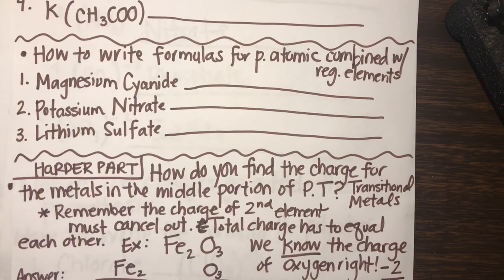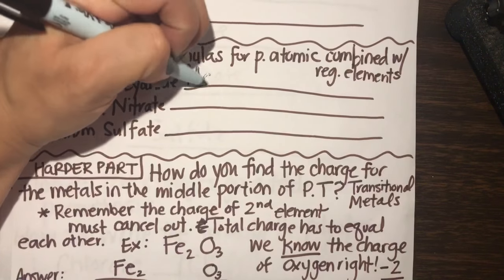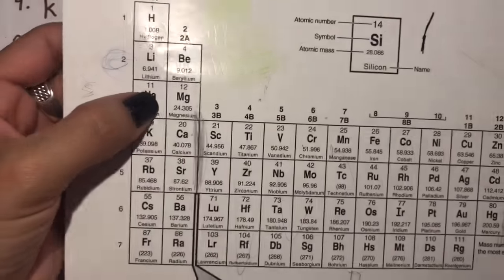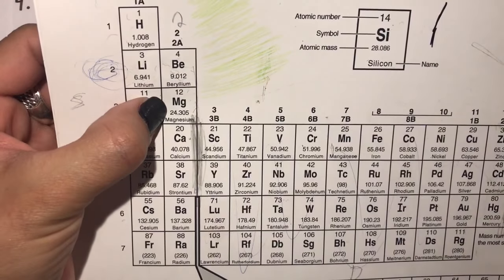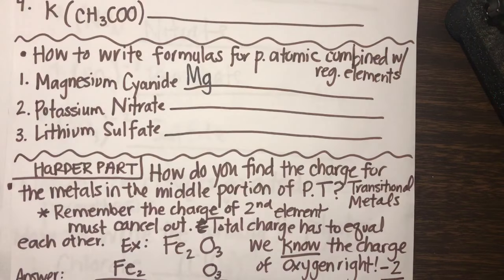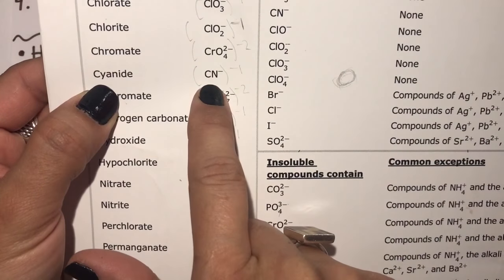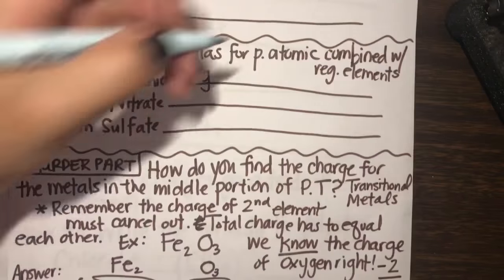How to write formulas for the combined ones. So if it says magnesium cyanide, we know magnesium's a regular element on the regular side of the periodic chart, and that's the symbol for magnesium. Magnesium is number 12. It's Mg. So I write Mg. Cyanide's not an element. You're not going to find it on the regular side. And it might take some time looking around since you don't have the periodic table memorized, but that's fine. Cyanide is on the polyatomic side. It's CN with a charge of -1.